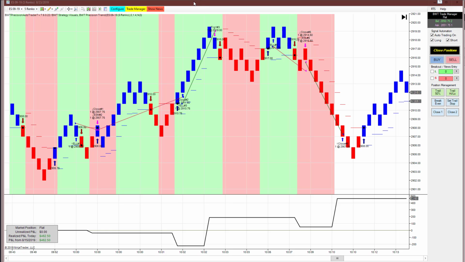Okay, here's the E-mini S&P on our regular 5 Renko chart with the Super Renko 8 as a higher time frame filter, and this did 462.50. The goal is 500. Trading a single contract, the drawdown was only about $200 here.